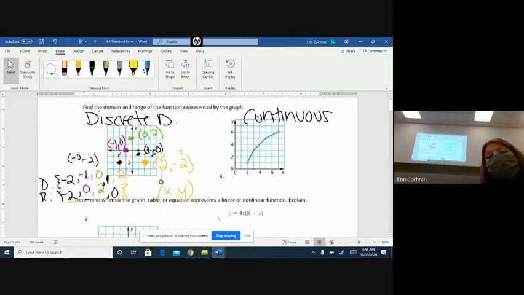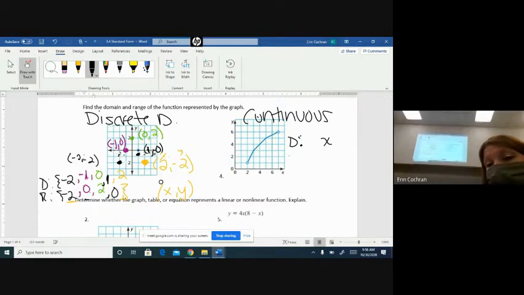Number 4. This one is continuous. And if it's continuous, we always write inequality signs, right? Domain represents the x, and my range represents the y. And then what inequality signs do I always use? Less than. Now, here's the question. Before we did less than or equal to. Are we going to keep less than or equal to, or is it just going to be less than? Just less than. Why are we not going to include the equal to? Because they're open circles. Exactly.